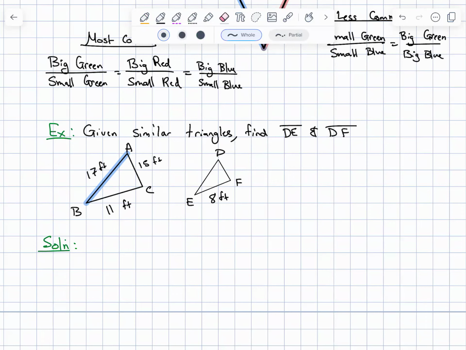I had a question back here. The numbers for the first triangle, there's 17, 11, and then what's the other number? 15.